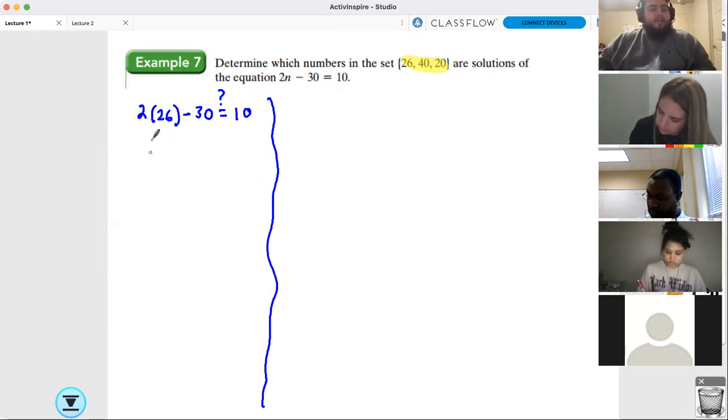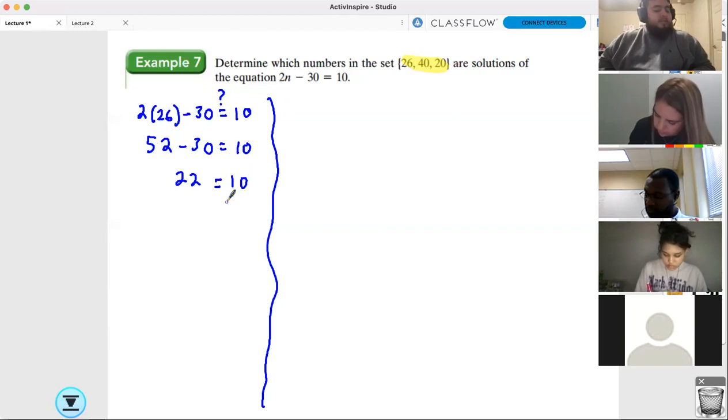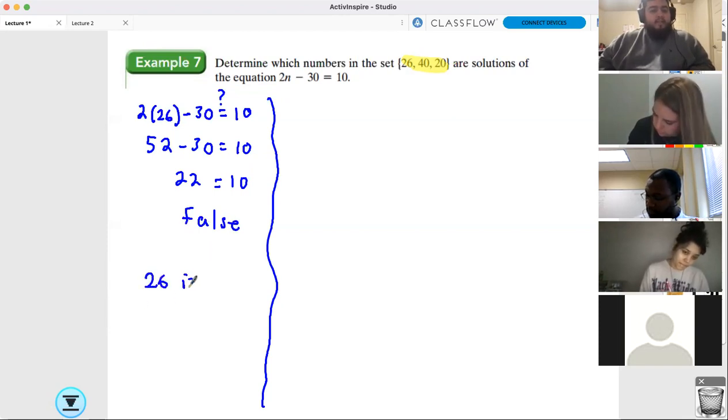2 times 26, y'all, is 52. Minus 30 equals 10. 52 minus 30 is 22. Does 22 equal 10? True or false? False. So is 26 a solution? 26 is not a solution.